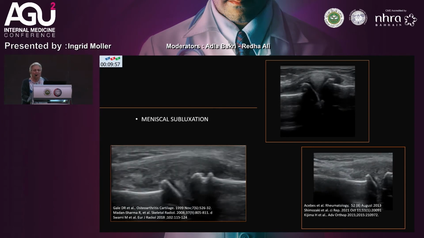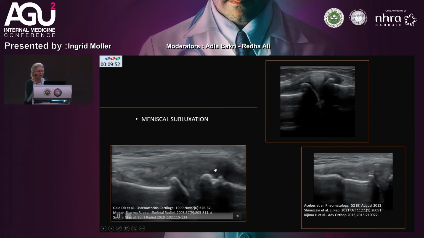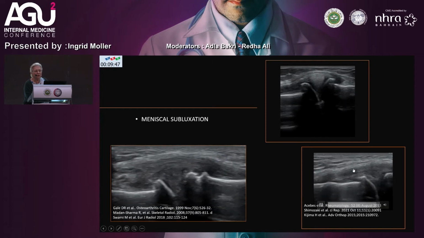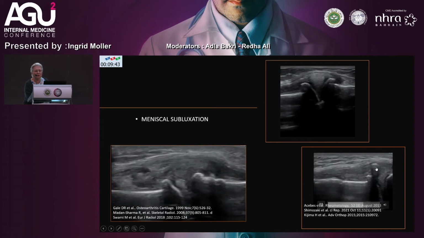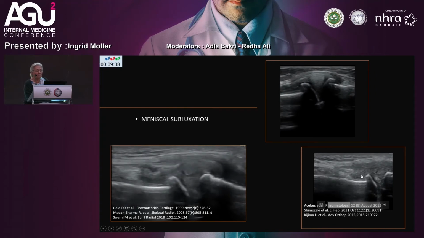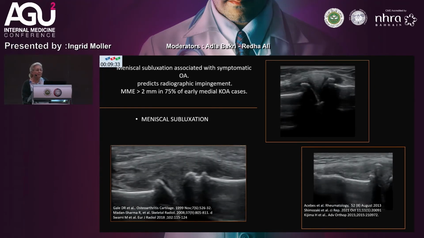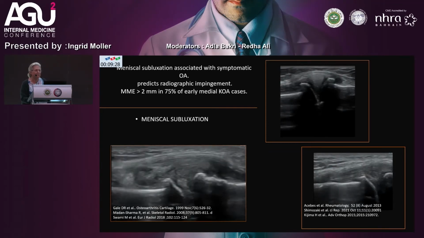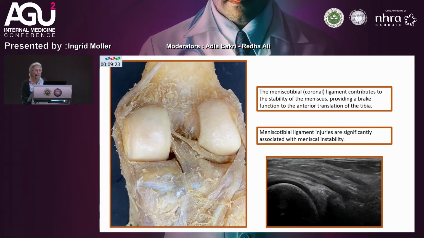Can we see meniscus with ultrasound? Well, we cannot see the full meniscus. Obviously, we can see part of the meniscus. We can see the body of the meniscus, and we can see only the external aspect. So we never say that we can diagnose meniscal tears by ultrasound. But yes, we can diagnose meniscal subluxation. And this meniscal subluxation predicts radiological impeachment. So it's something that comes before osteoarthritis.